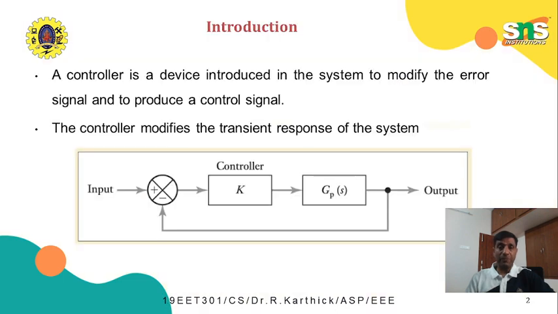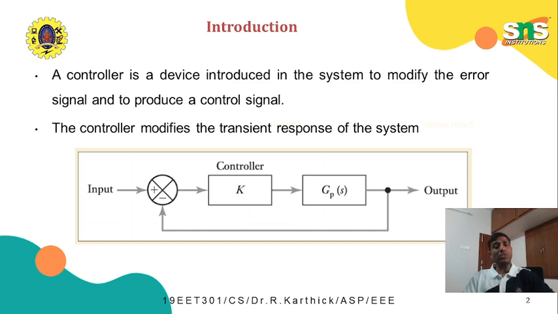is behaving. Just to recall, a controller is a device introduced in the system to modify the error signal and to produce a control signal. So you can see we have a controller. This controller acts on the error signal which is generated by the error detector, and it produces a signal, that is the actuating signal, to modify the system parameters, and therefore the desired output is reached. The controller also modifies the transient response of the system.